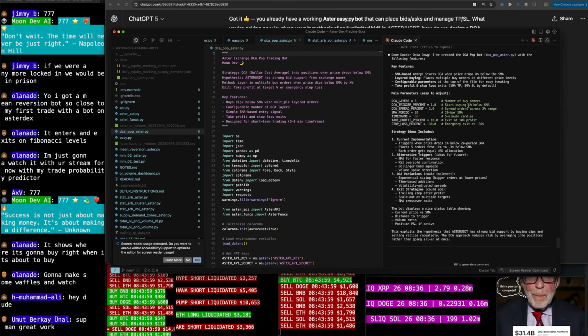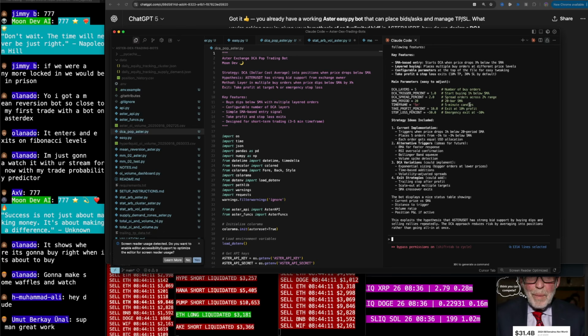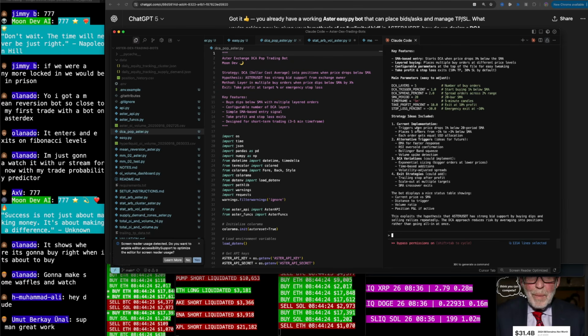DCA layers, number of buy orders. DCA triggers at 1%, so 1% under the SMA. Spread orders across a 2% range. 20 bar SMA. Time frame 1 minute or 5 minute candles. Exit at 10%. Stop loss at negative 30%. Emergency exit. Current implementation.